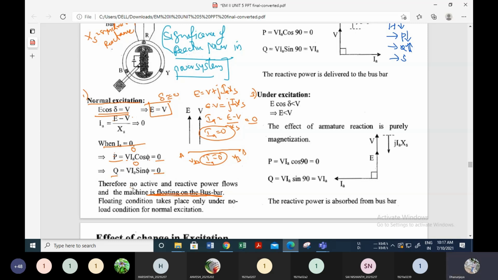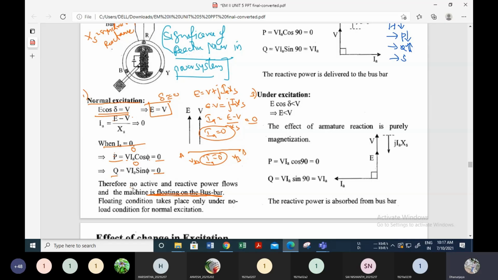Now coming to the under excitation. The condition is the same: E cos delta is less than V. In the under excitation, what are the points that we need to note down here? Q is negative, the effect is magnetization, and the current is ZPF lead, and IA is not equal to 0. So E cos delta is less than V, so E is less than V here. What is the effect of armature reaction here? The effect is purely magnetization.